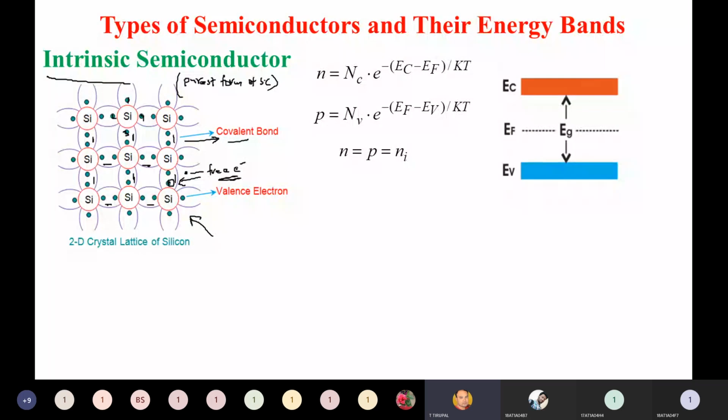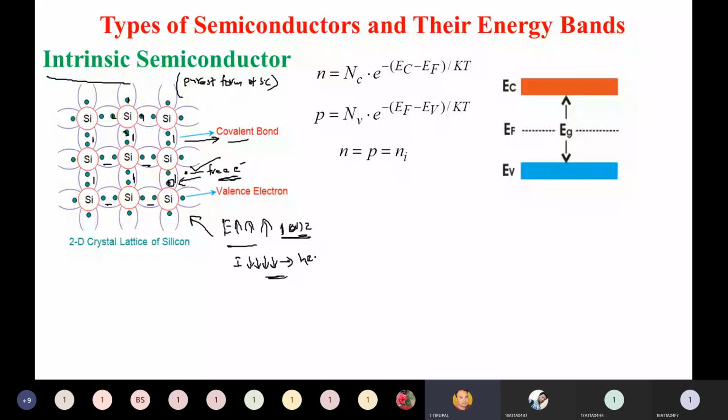But how many free electrons are existing in this intrinsic semiconductor? Very few electrons. Approximately, if you give a large external energy, only 1 or 2 electrons come outside, and these 1 or 2 electrons carry the flow of electricity. Now, what is the current flow, even if you are applying large energy? Very small current is observed in a semiconductor, which is negligible.